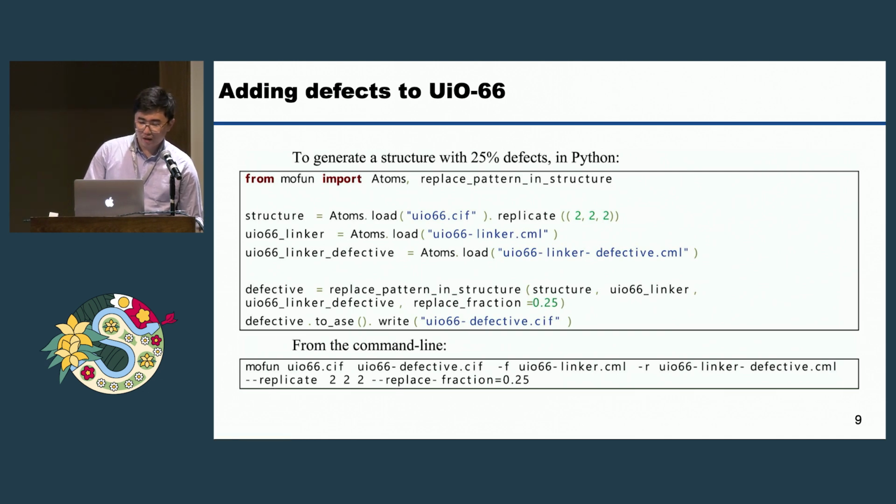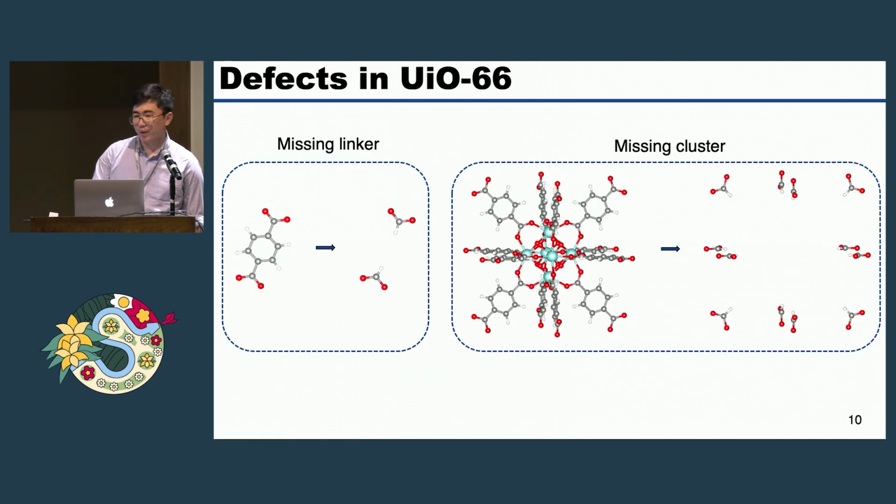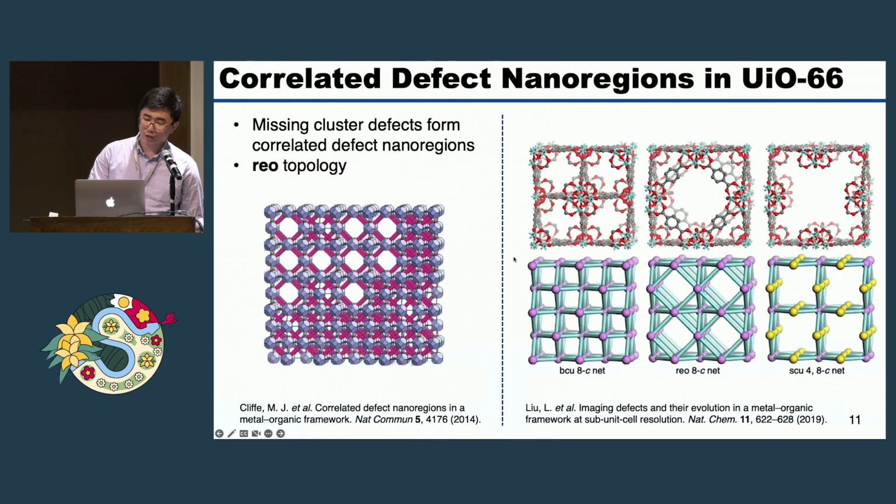So this is very useful, and we used MOFan software to generate various defective UiO-66 structures. We wanted to study the influence of defects on the thermal conductivity. So this is how the missing linker and the missing cluster defects look like. In the missing cluster defects, the metal node with all 12 connected linkers is missing from the unit cell.